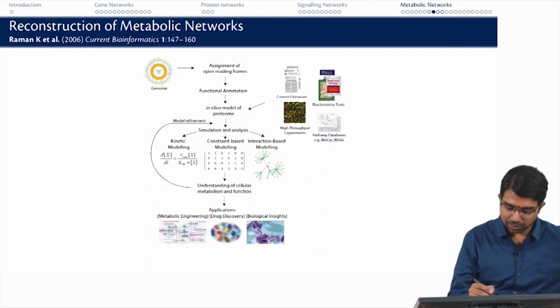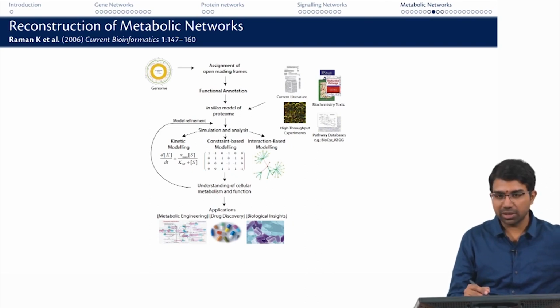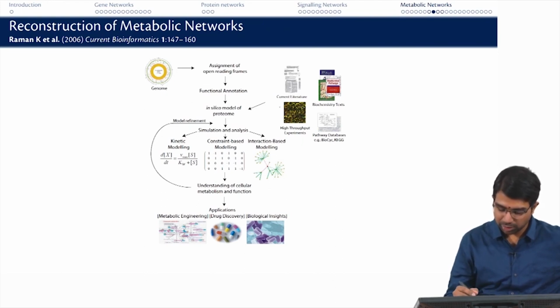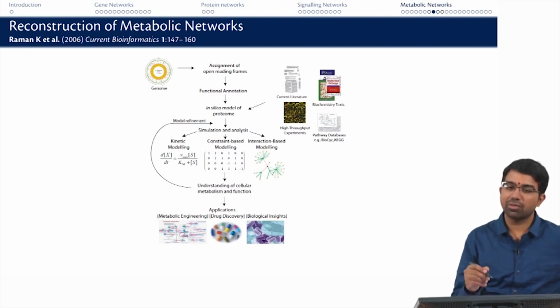You start with the genome, hopefully the open reading frames have already been assigned. What are the proteins in that particular genome? Some functional annotation must have hopefully been done, and then you have the whole cell, the entire proteome of the cell, and then you integrate information from literature, from biochemistry textbooks, from pathway databases, any high throughput experiments and so on, and finally build a model. What information should this model have?